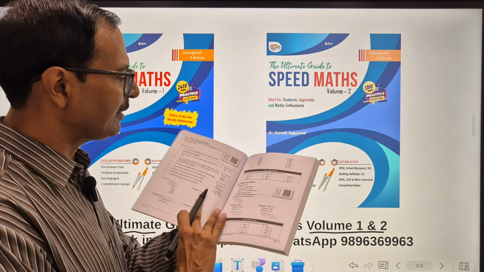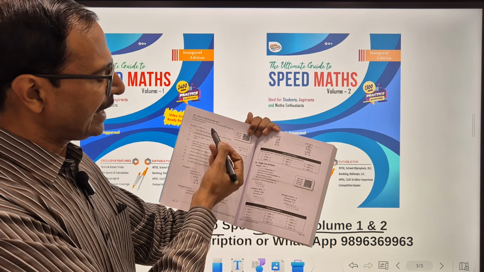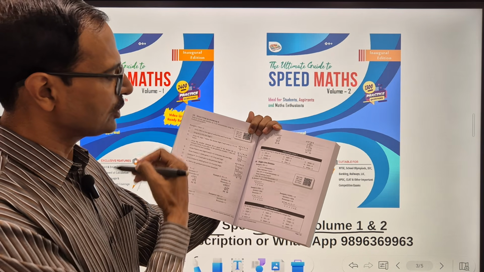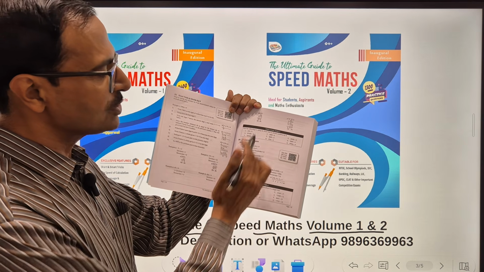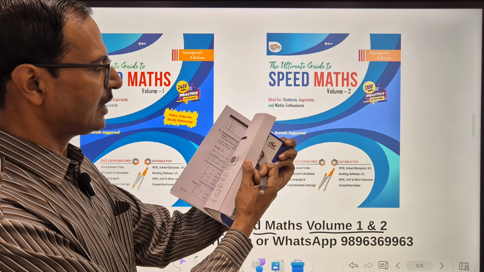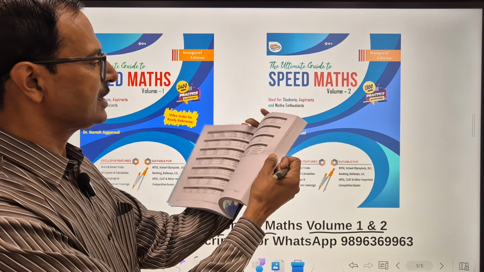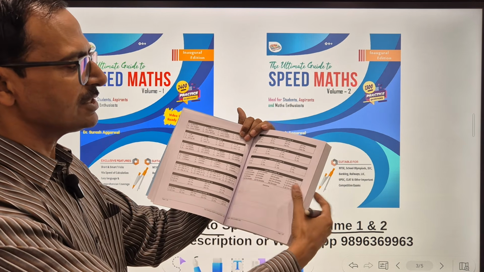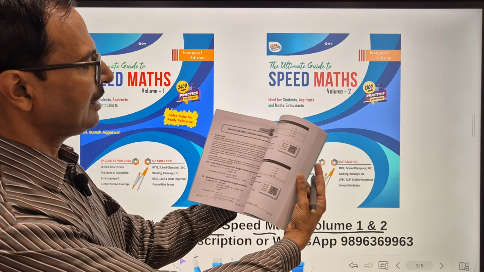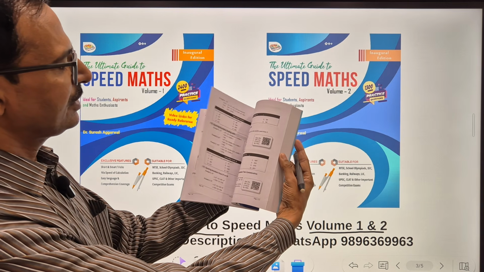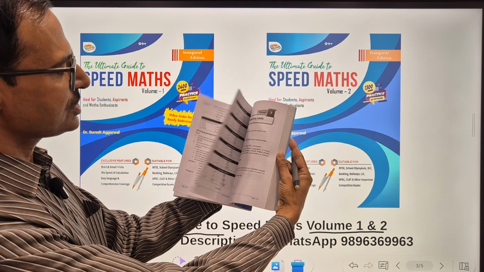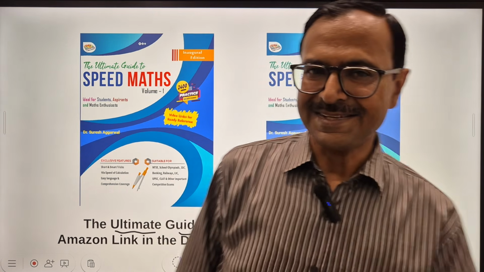If I open any random page, you have the explanation, the QR code to watch the video, the challenge zones and practice questions, and obviously the answer key. Look at this, this is the answer key for the chapter. And likewise, everywhere we have given such wonderful illustrations to come up with the goods in the entrance exams.